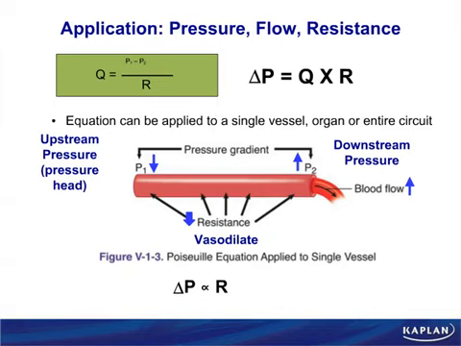Now, remember, P1 is not going to become less than P2. P1 will still be higher. The point is that pressure difference, P1 minus P2, gets less when I vasodilate. Because obviously, if P1 became less than P2, then the flow would reverse, which is not really something we're going to see physiologically. So, pressure, flow, resistance.